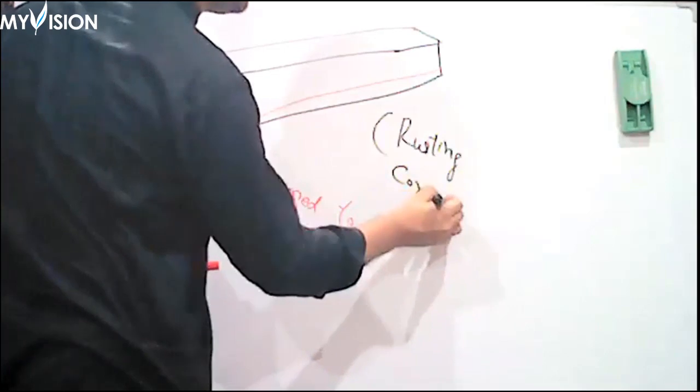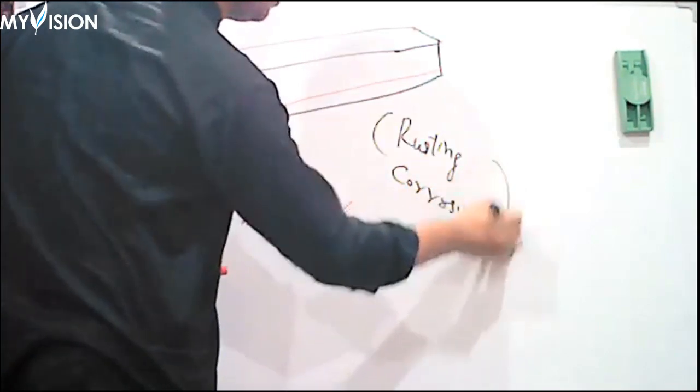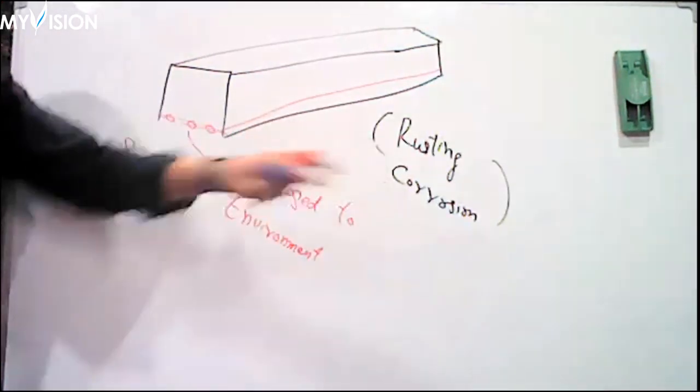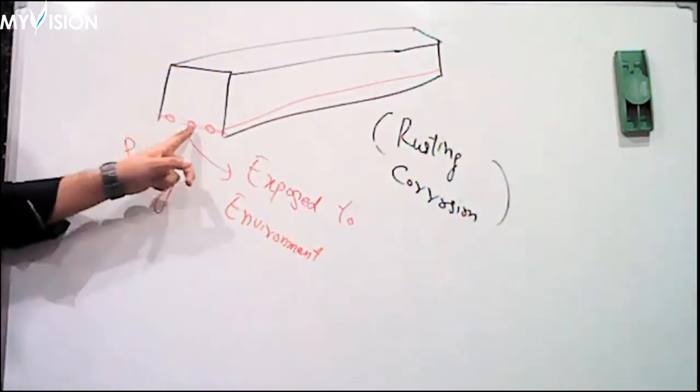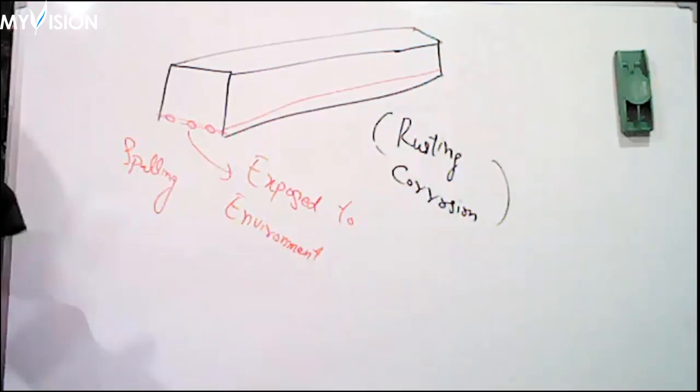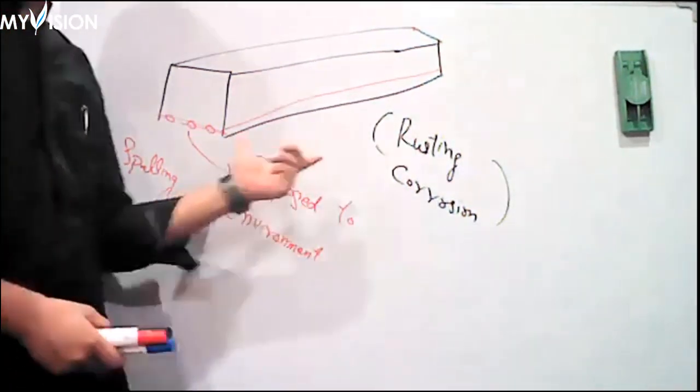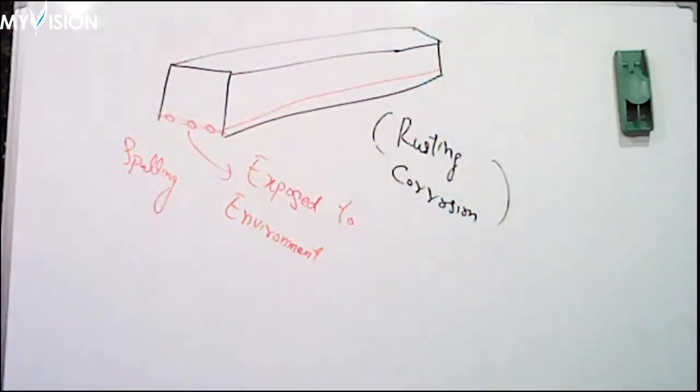Rusting and corrosion of steel will occur. When rusting and corrosion of steel occurs, this beam will fail, this beam will collapse, and your structure will fail. So this is one more limitation of concrete. So read it over here.